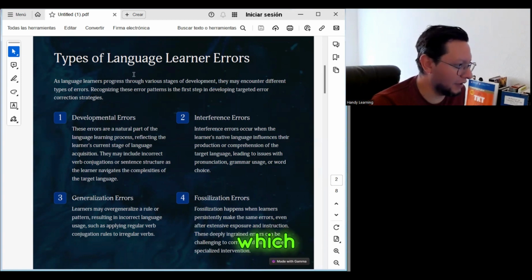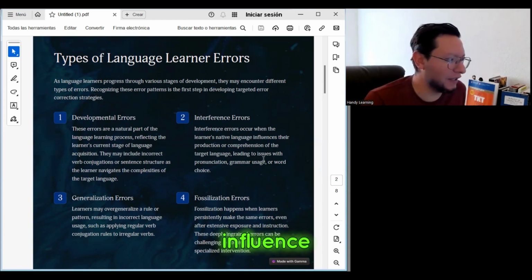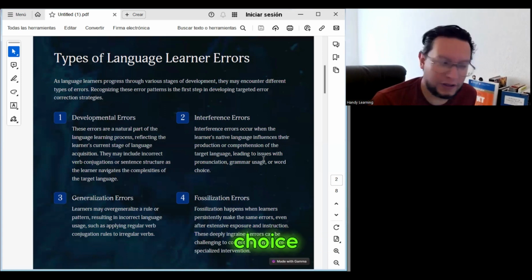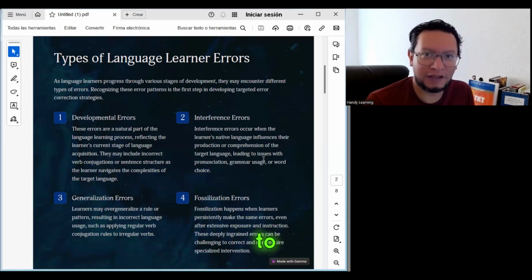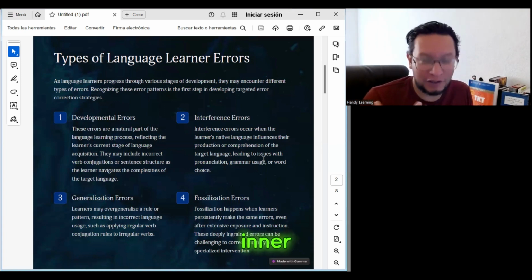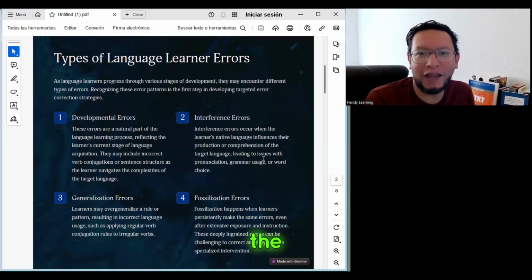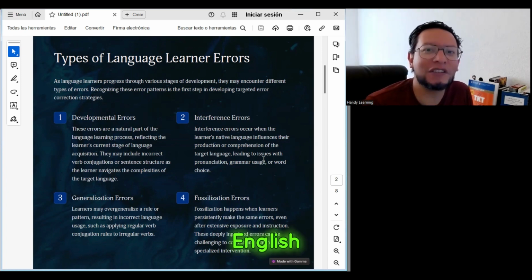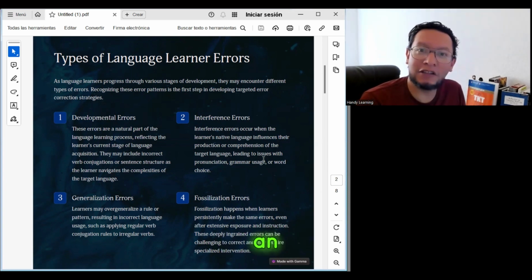An interference error is the second type of error here. It says interference errors occur when the learner's native language influences their production or comprehension of a target language, leading to issues with pronunciation, grammar usage, or word choice. For example, it is very common for Spanish speakers to say, how many years do you have, when they're trying to ask, how old are you? Because in our Spanish-speaking mind, we say it that way in Spanish. So the Spanish interferes in the process of language learning for the target language, and we try to translate literally from Spanish to English, and we say, how many years do you have? Instead of the correct form of saying it in English, how old are you? It happens a lot with many other items of the language. So that will be an interference error.